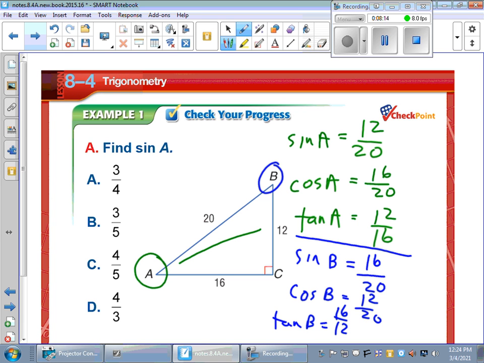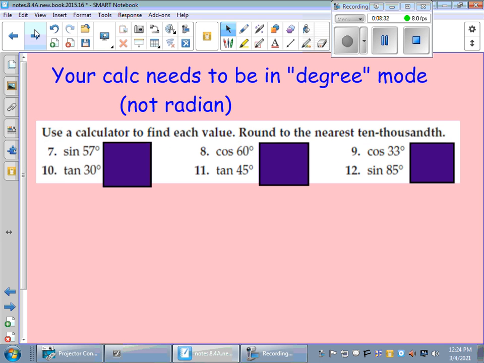And then obviously you would reduce all these. So if they were asking you to find the sine of A, which was right here, you would take out a 4 out of these, and you get 3 over 5. So your final answer for this question should be B, 3 over 5. But again, just reviewing how to find all of these.